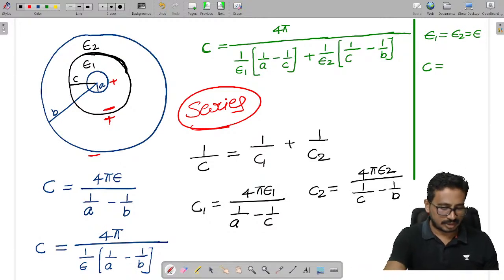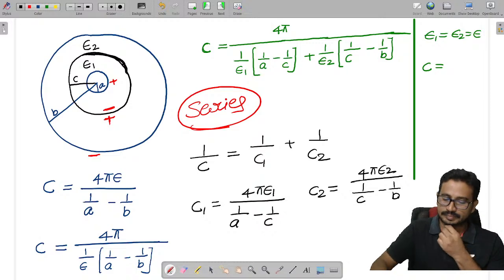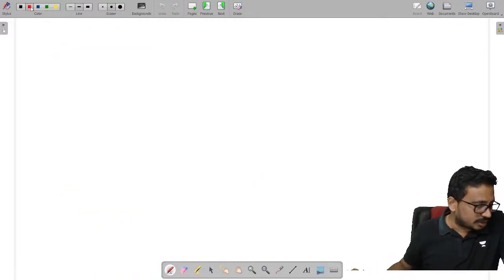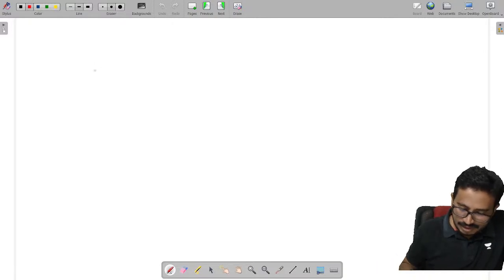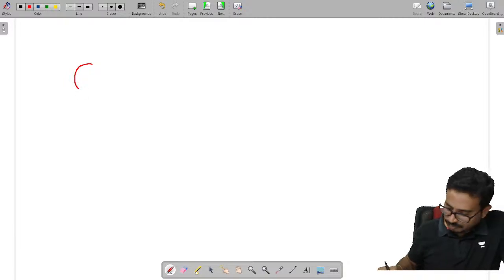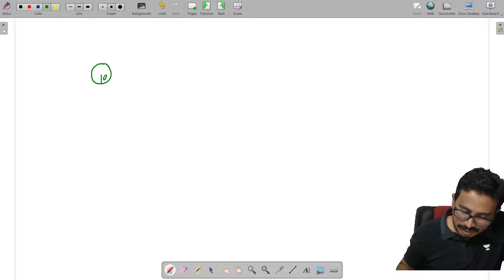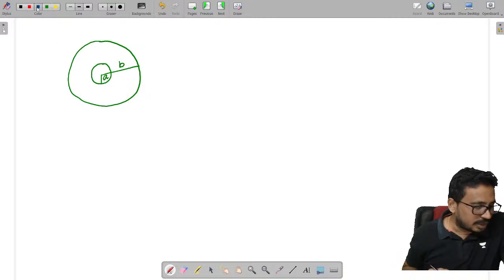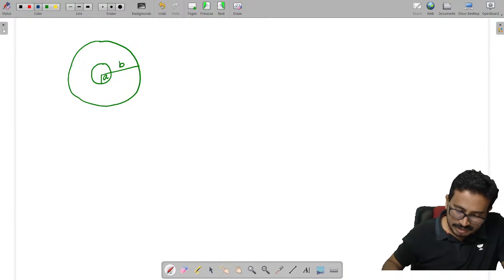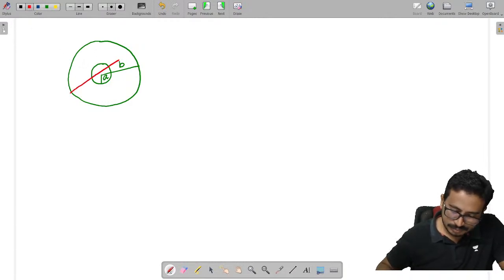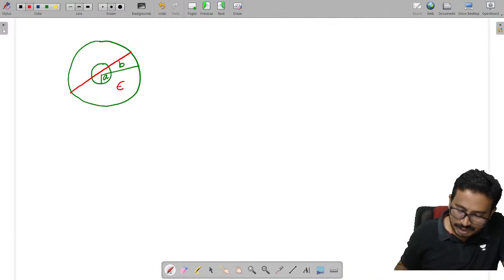Let's do another type of analysis. Next. So what did I do just now? Here we have a spherical capacitor, inner radius is A, and the outer radius is B. So now what did I do here? Like earlier, I divided it like this: this part is filled with one type of medium, and this part with another type of medium.